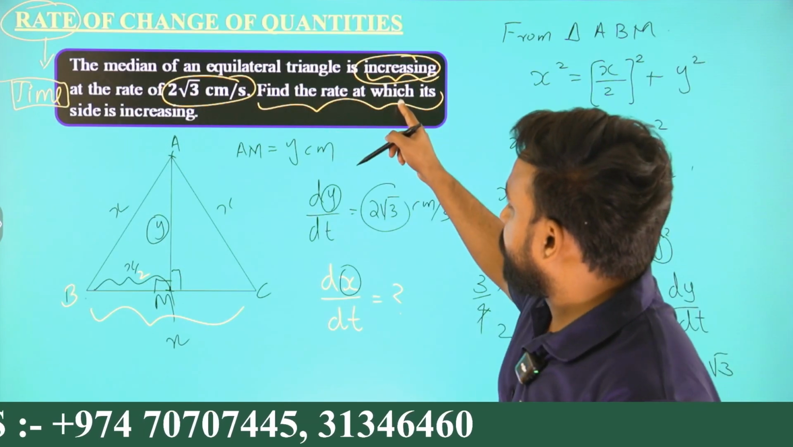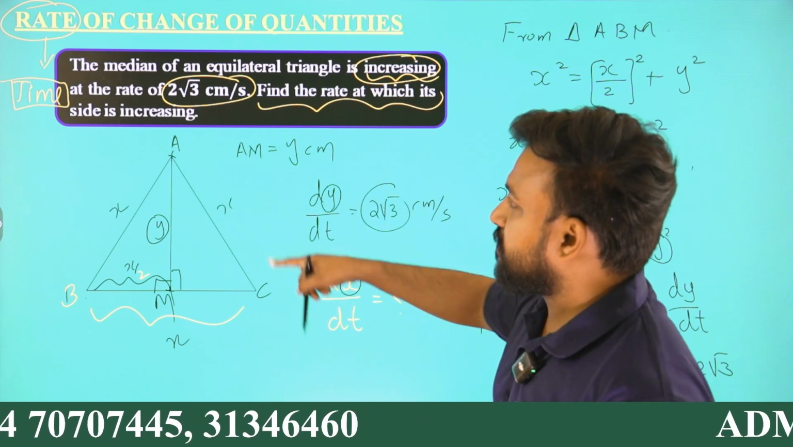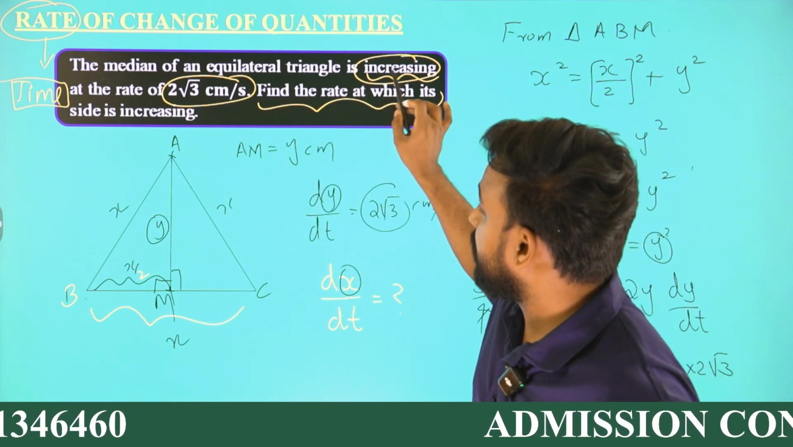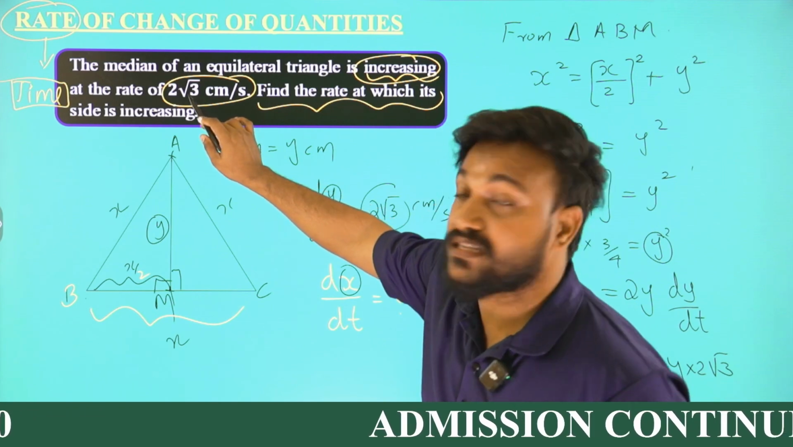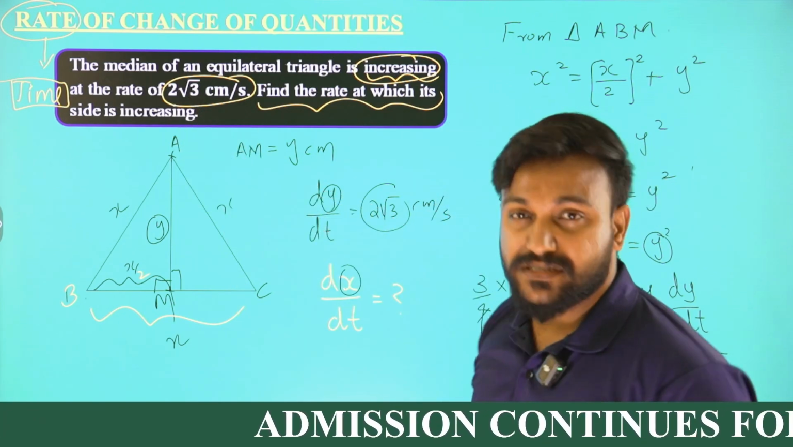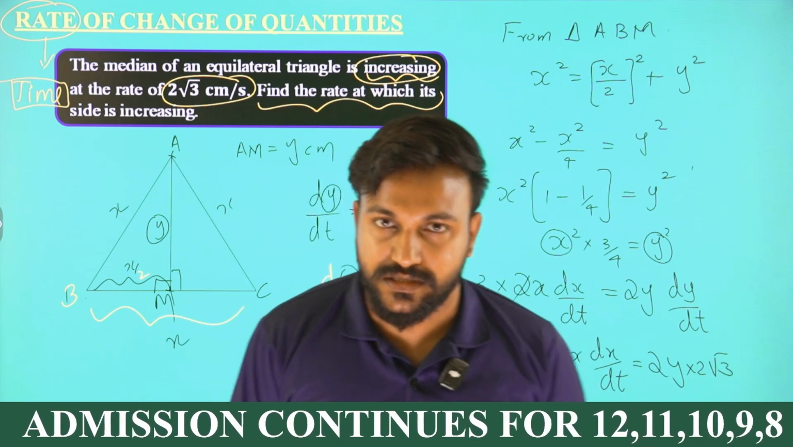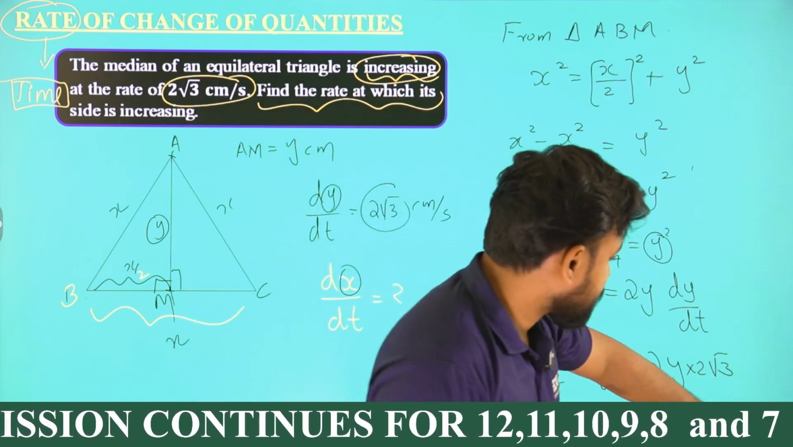Then the rate at which the side is increasing when the median increases at the rate of 2 root 3 centimeter per second. This is one kind of question from rate of change of quantities. So we can move into the next type.